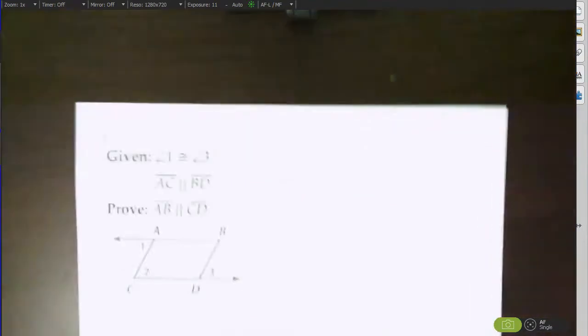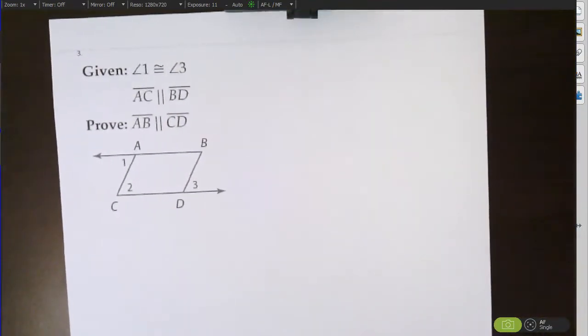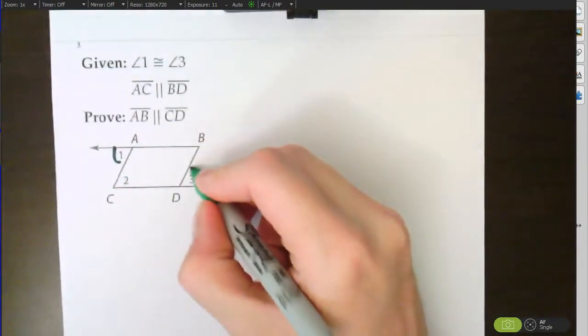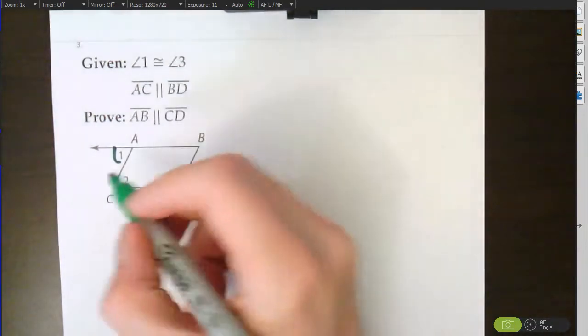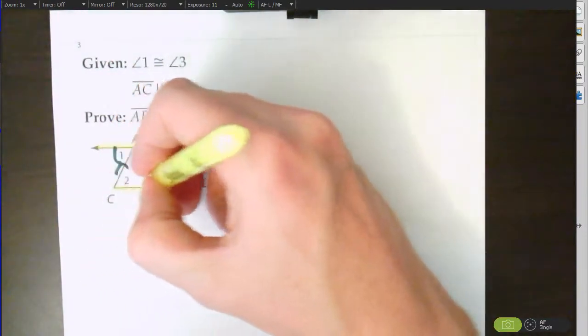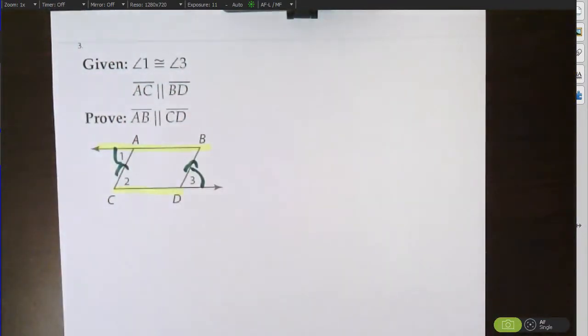Number 3, a very, very similar problem to number 2. So this is going to feel very similar, but it really is. This time, angle 1 is congruent to angle 3 to begin with, and AC is parallel to BD. What I want to prove is that segment AB is parallel to segment CD. Now, hopefully what's jumping out to you, because we've looked at a couple of these, is that there's a third angle in there, and how's that third angle related to anything?